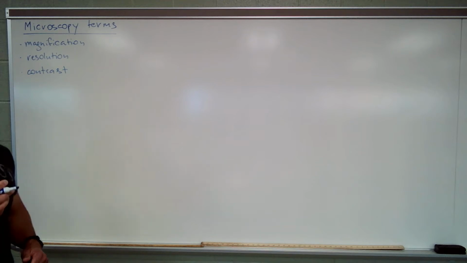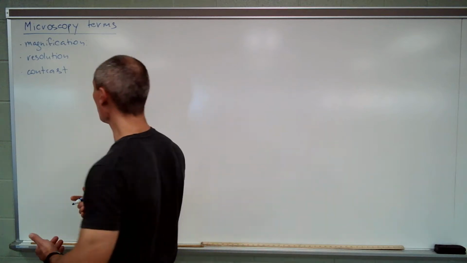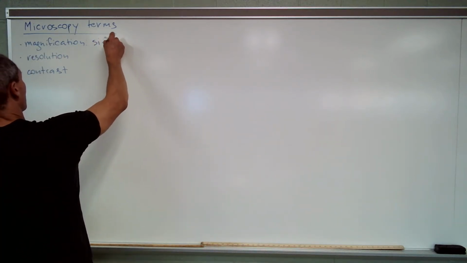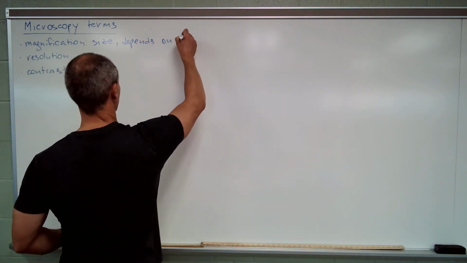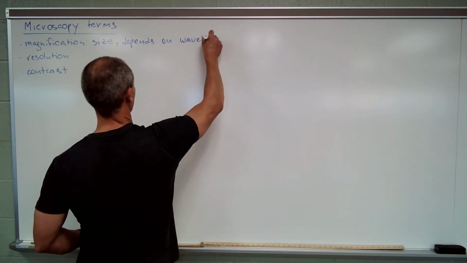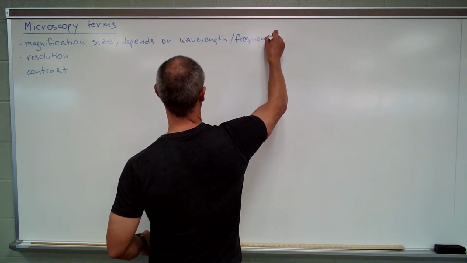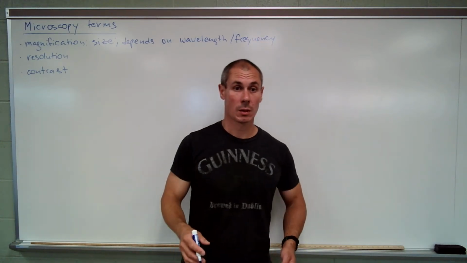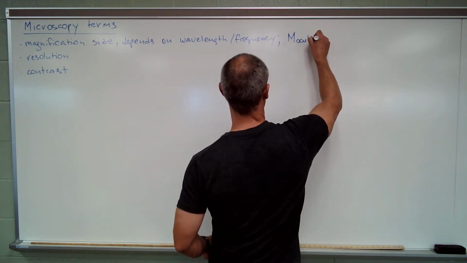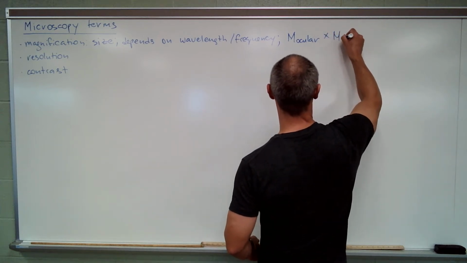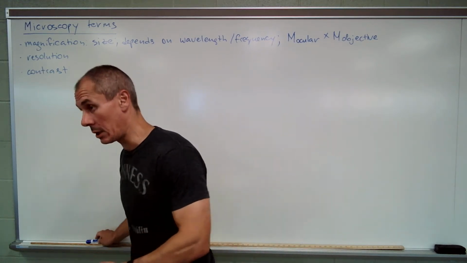So what do you need to know about magnification? It basically changes the size of the object that you're looking at. Depends on the wavelength / frequency of light, okay? And for the microscope, it can be defined as magnification of the eyepieces by magnification of the objective, okay? So it's a product of that multiplication.